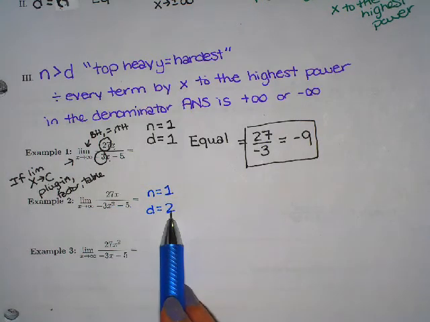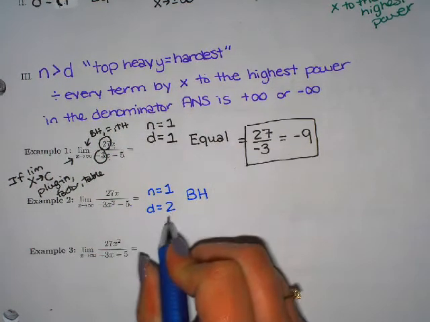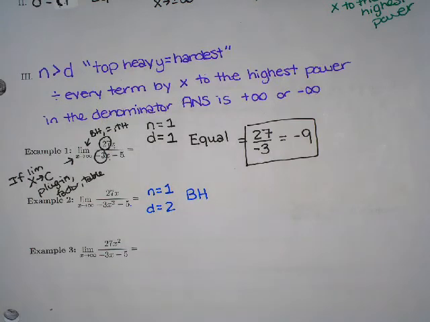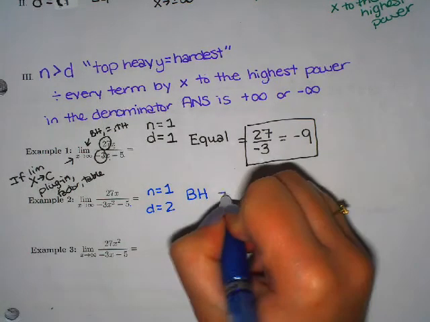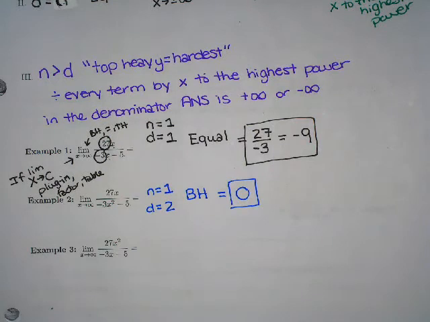But the degree of the numerator is 1, the degree of the denominator is 2. So is this bottom heavy, equal, or top heavy? This is bottom heavy. The degree of the denominator is higher than the degree of the numerator. Bottom heavy is absolute best. The answer is 0. We're all done.